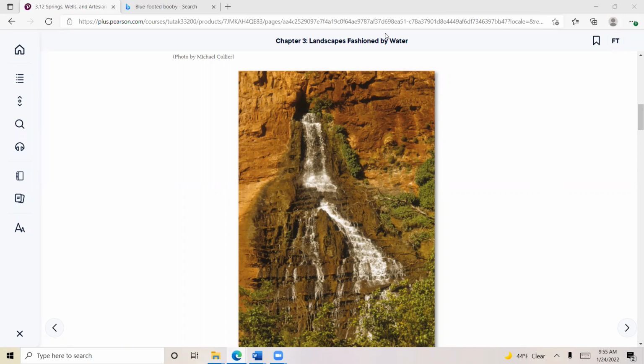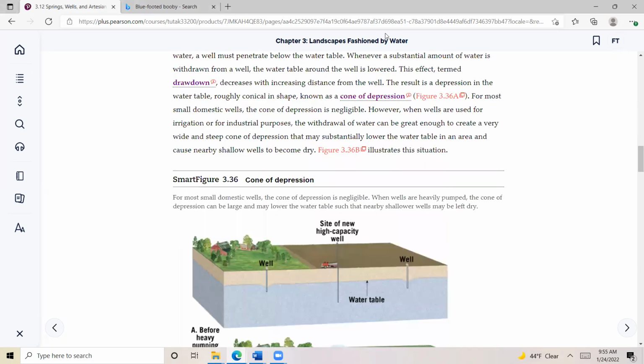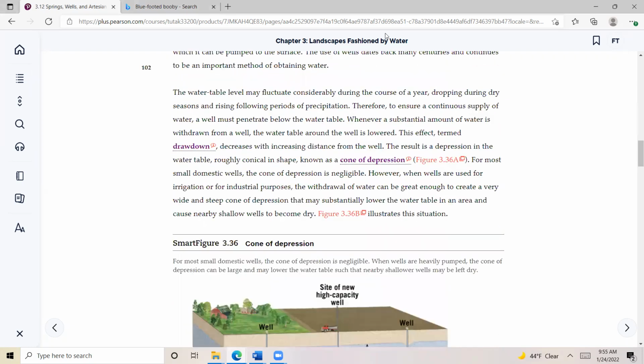We know springs, we have a lot of springs in Florida. They occur where the water table intersects the land surface and natural flow of groundwater results. They may be due to the intersection of a perched water table and the groundwater surface. So springs are important. Also, we have wells.